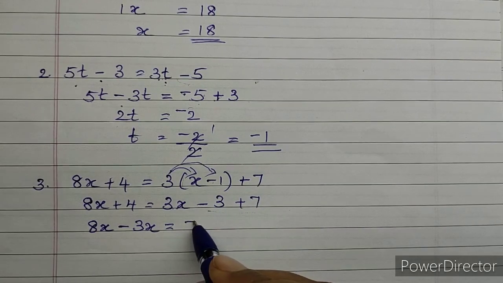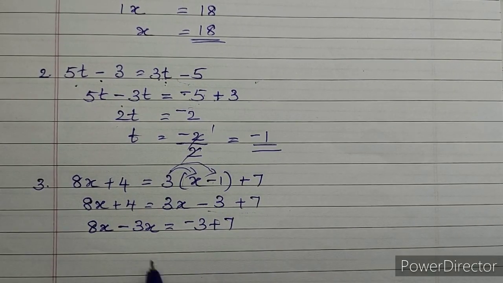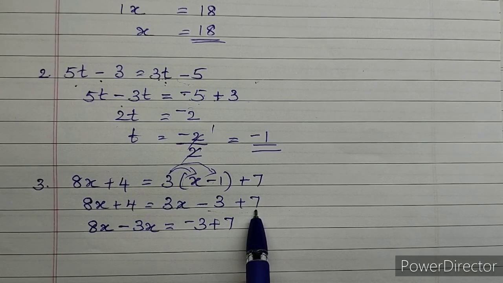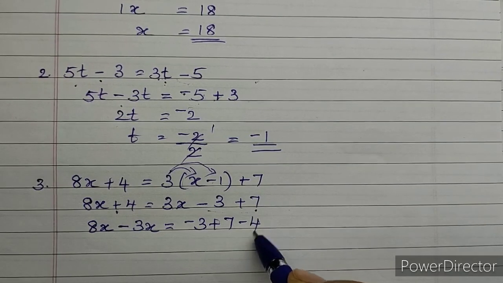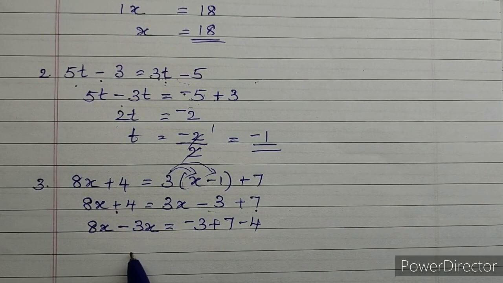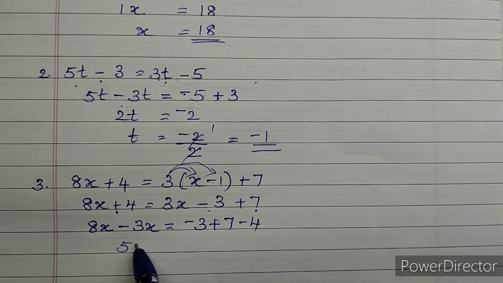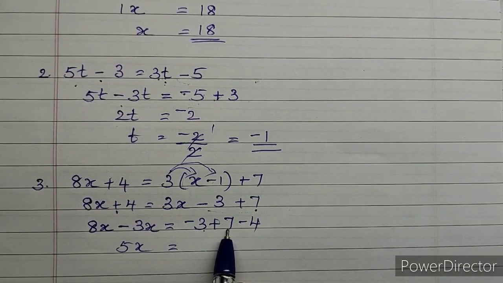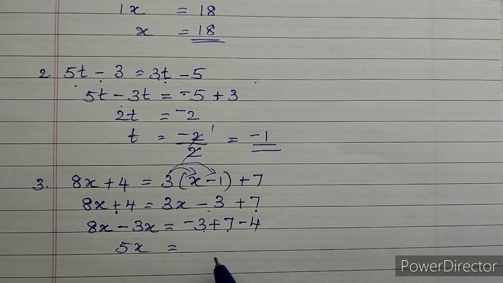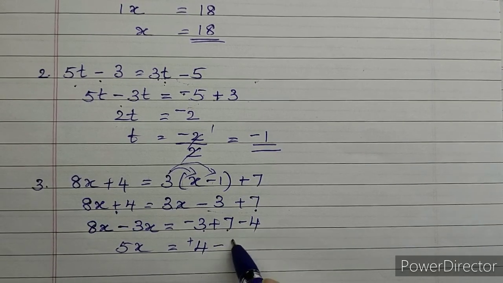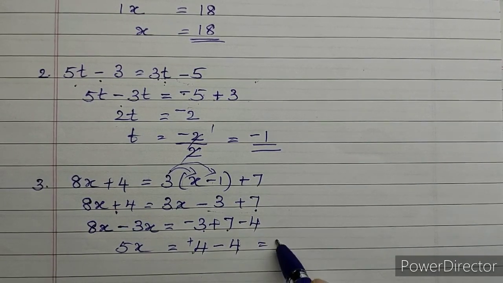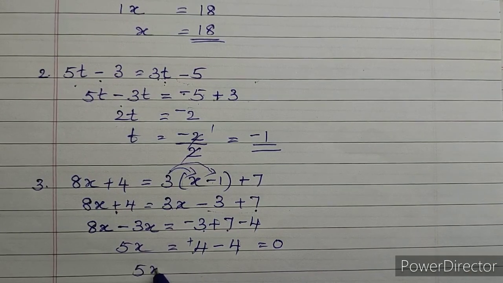This minus 3 plus 7 has no change. Plus 4 you have to bring to the other side, or transpose it, change of sign again, minus 4. So 8x minus 3x, it is 5x equals minus 3 plus 7. How much is it? Plus 4, so 4 plus 4 and minus 4. Plus 4 minus 4 equals 0. So 5x equals 0. So x is equal to 0.